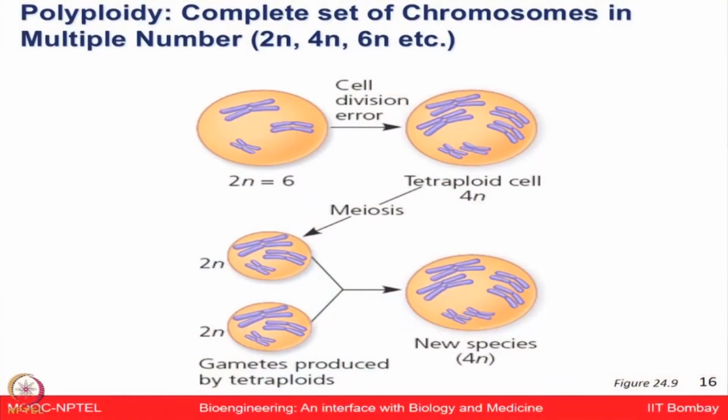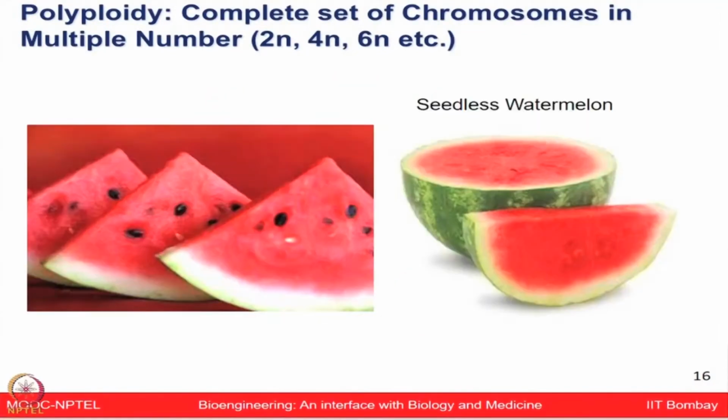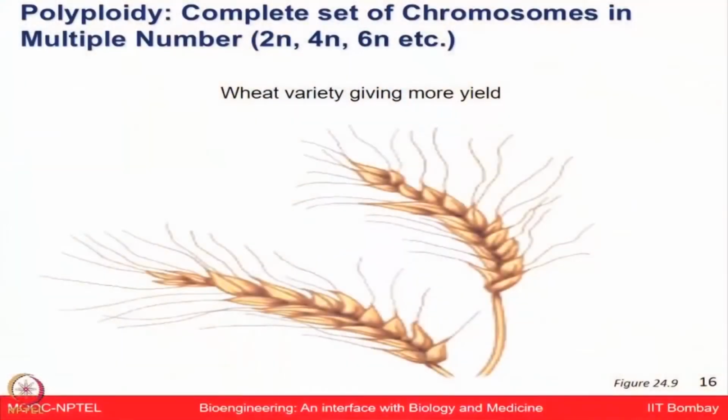And this is what is shown here: 2n, 4n or 6n of the whole chromosome sets. Look at this particular watermelon. I am sure you would love to eat watermelon without seeds, right? Seedless watermelon. Those are actually polyploids. Those have an extra set of chromosomes, and sometimes those result in beneficial properties in plants. For example, many of the high yielding wheat varieties are hexaploid wheats.